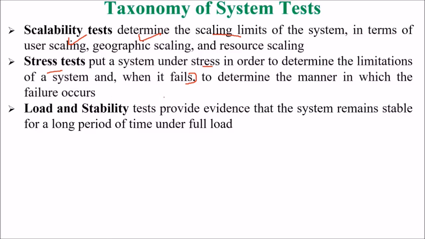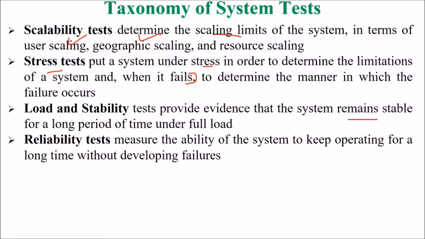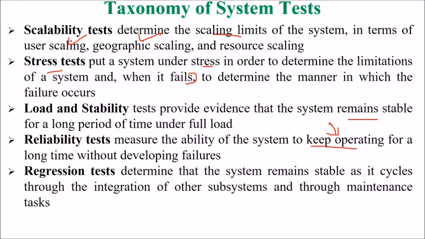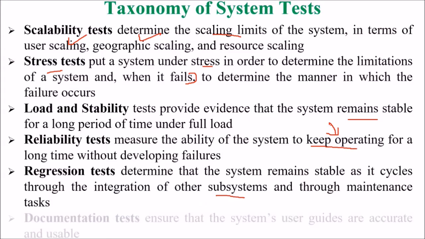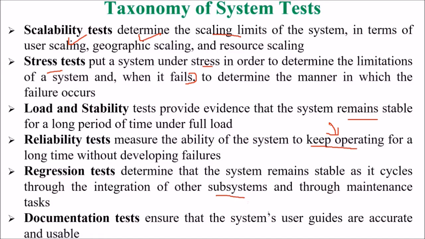Load and stability. This test provides the evidence that the system remains stable for a long period of time under full load. Reliability test. It measures the ability of the system to keep operating, that is, available for operation for a long time without developing failures. Then the regression test. Regression test determines that the system remains stable as it cycles through the integration of other systems. That is, integrating other subsystems may not create any other errors, and through maintenance tasks also. The documentation test will ensure that the system user guides and other supporting documents are accurate and usable.